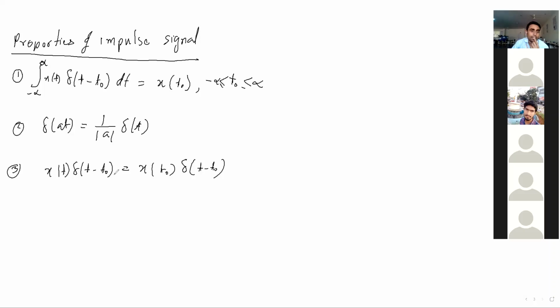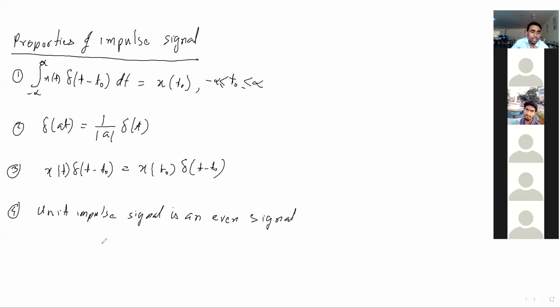So these three properties are very important. Based on these, there is another property: the unit impulse signal is an even signal. This is also very important.